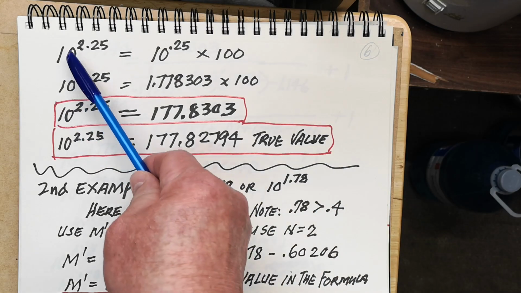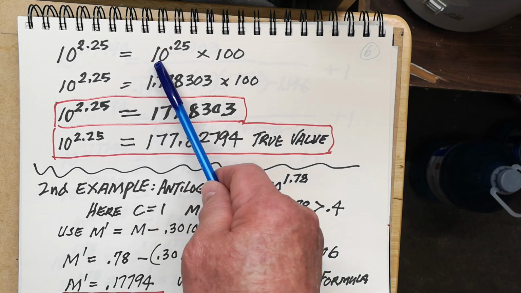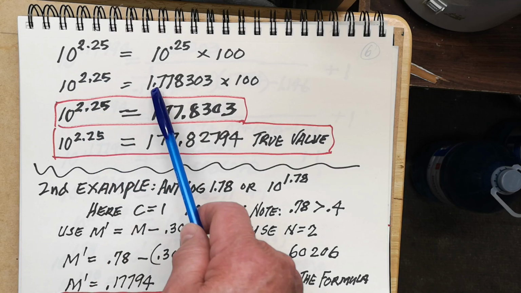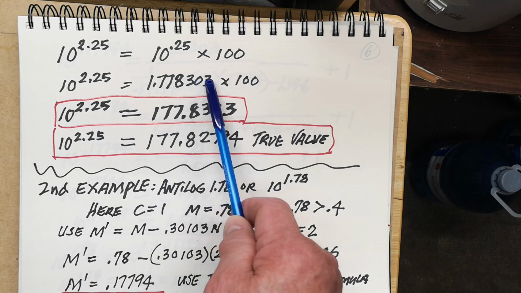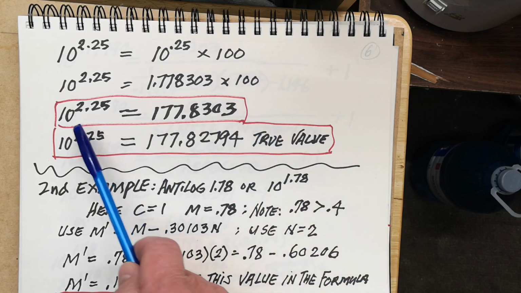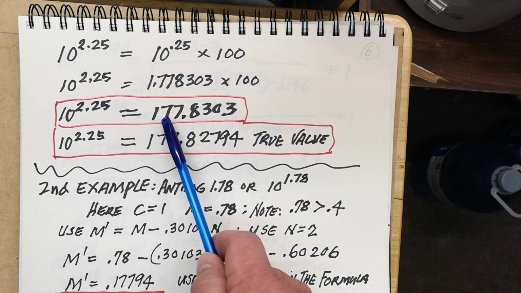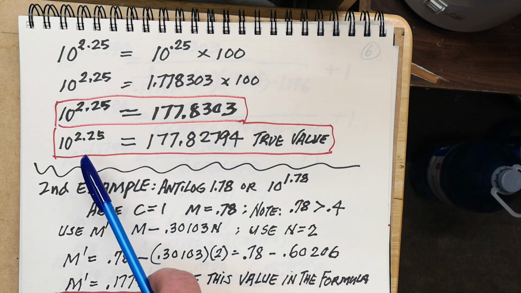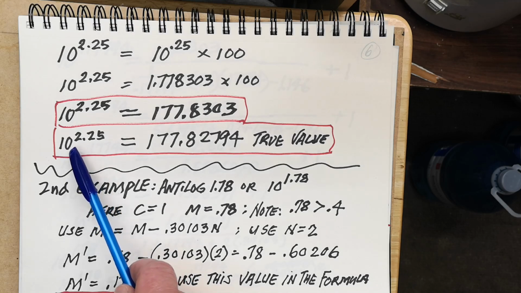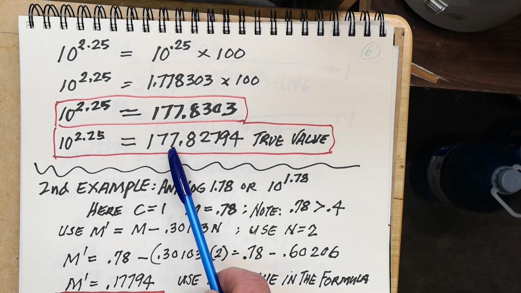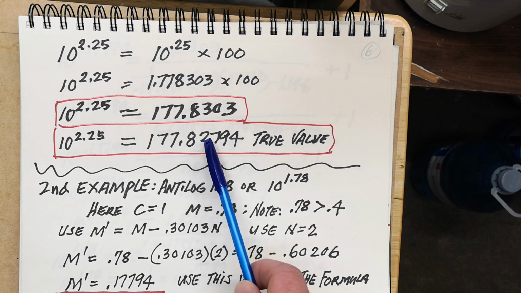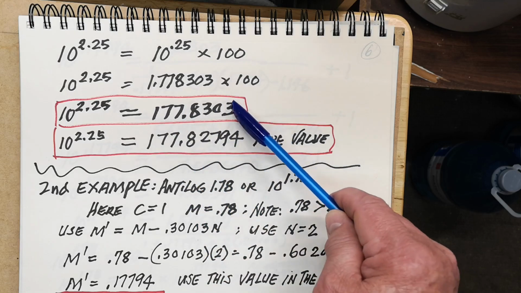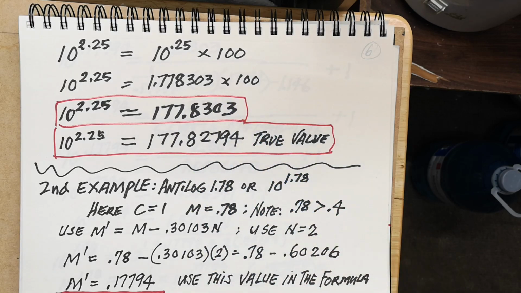So 10 to the 2.25 equals 10 to the 0.25 times 100, which is 1.778303 times 100. So 10 to the 2.25 equals 177.8303. And from the calculator, we find that 10 to the 2.25 is equal to 177.82794, which is the true value. So comparing these two values, it's pretty close.